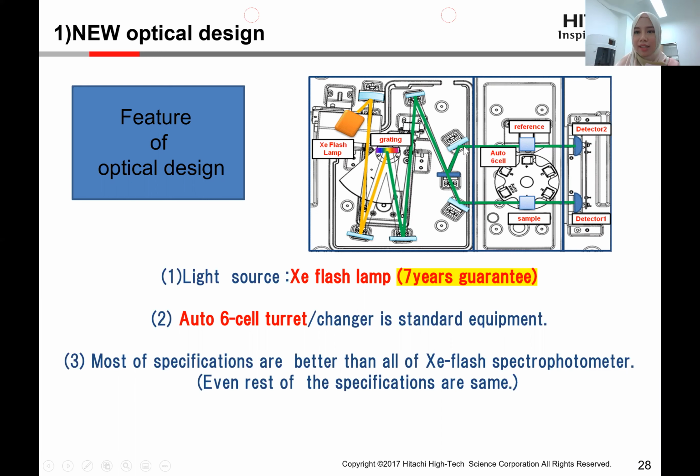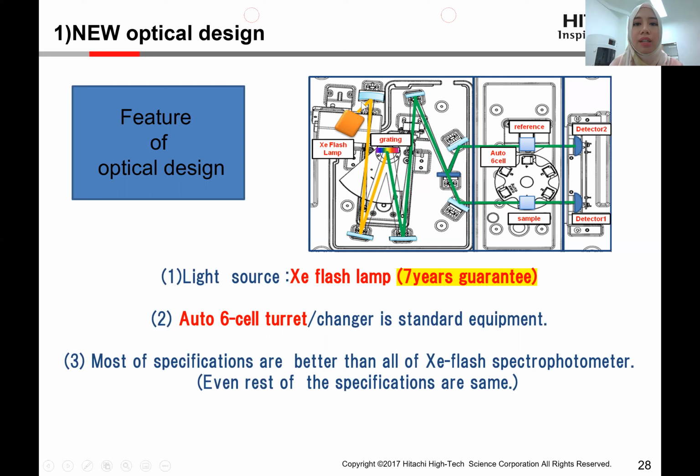Have a look on the right side, the reference and sample. When the light beams through the reference and sample and detector, they are doing it simultaneously. This means whenever you measure your sample, it is always detected with the reference, and then it will give you the highest accuracy possible. Okay.